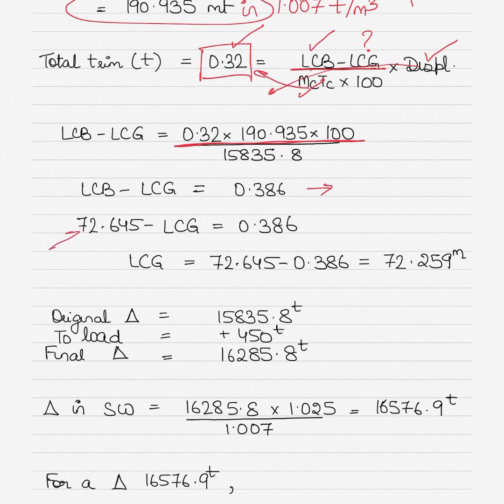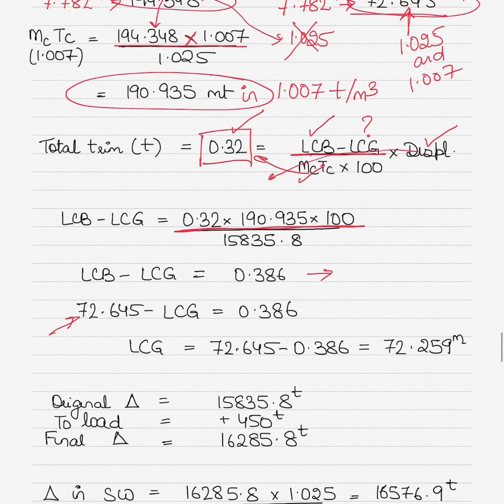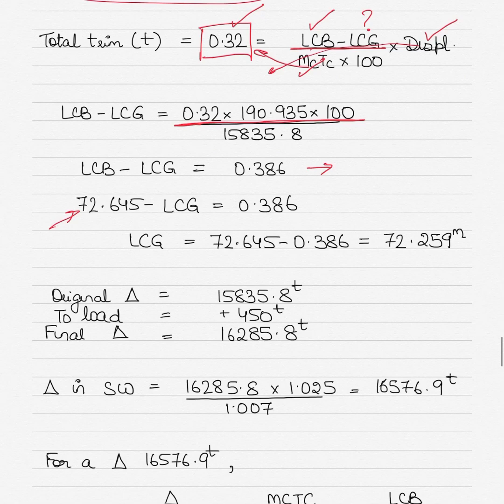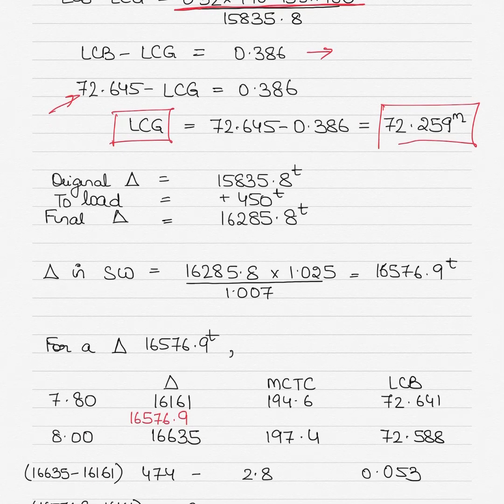You know the LCB value already as 72.645. From above you have calculated it. So the LCG will be 72.259. And since it's in meters, this will also hold true for both densities.